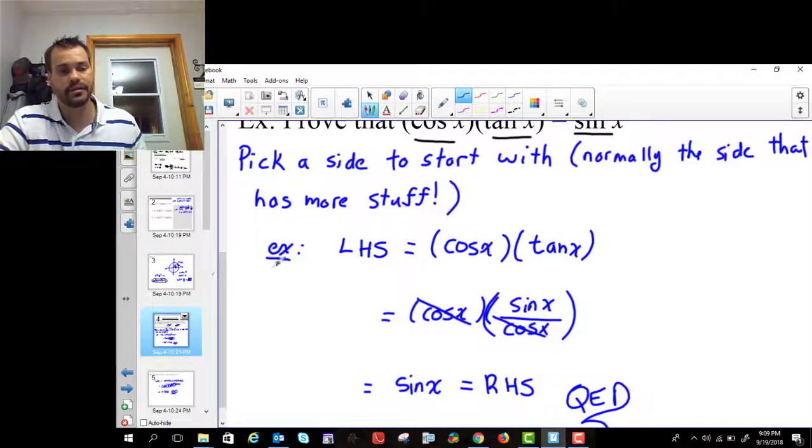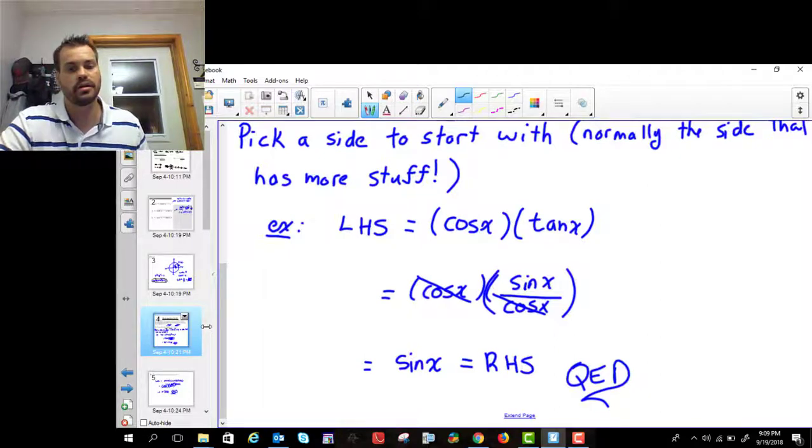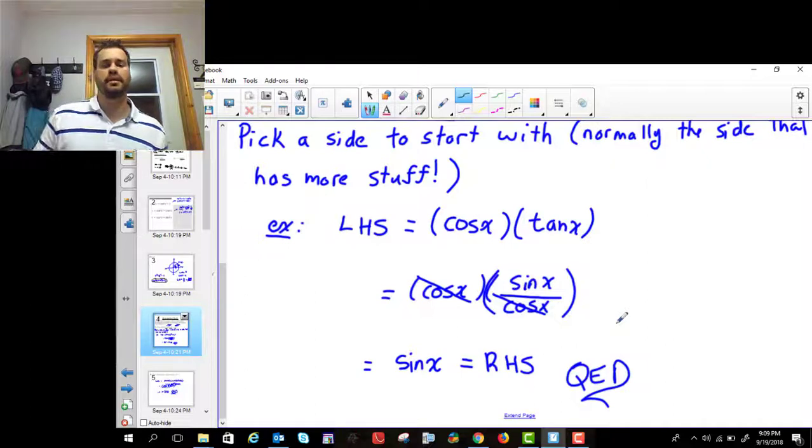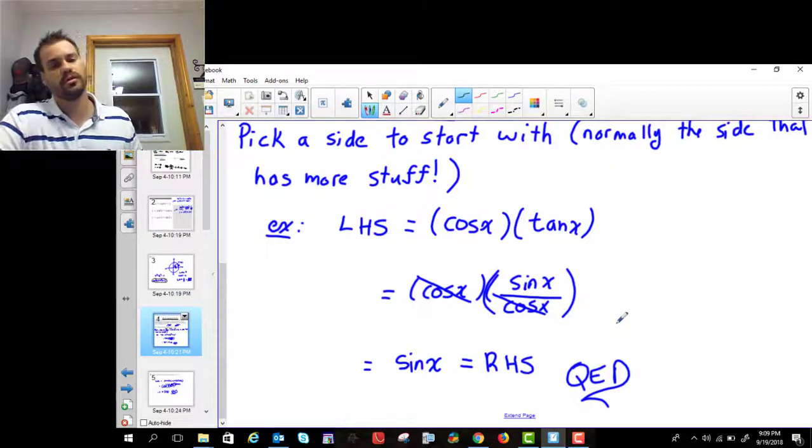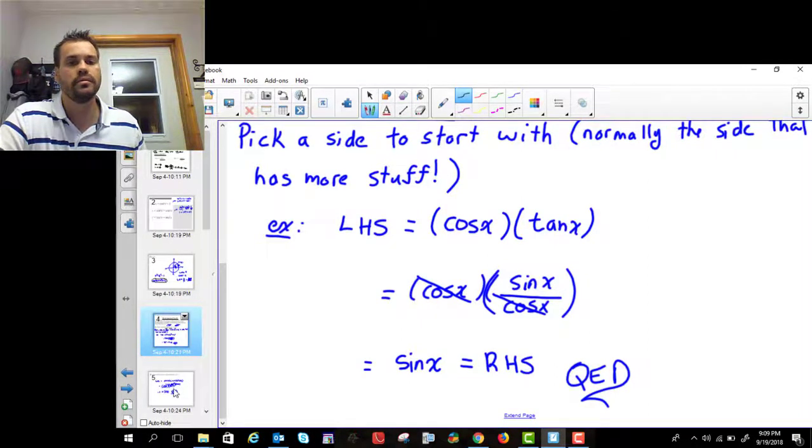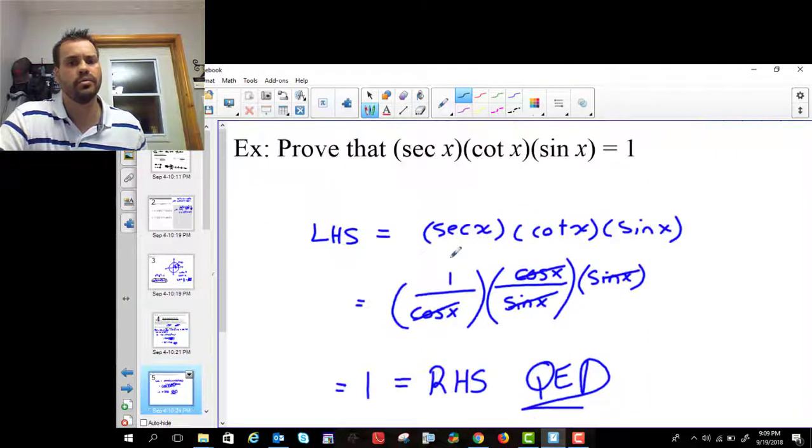QED is Latin. It's quod erat demonstrandum, and it means that which was to be demonstrated. So once we've shown that it's true, we can say, there, that was what I was trying to demonstrate. So we write down QED. It gives you some math cred, all right? It's kind of like street cred except in the math world. So people think you're cool if you put QED after your proofs. You don't have to. It's just something you should do if you want to be cool. And who doesn't want to be cool?